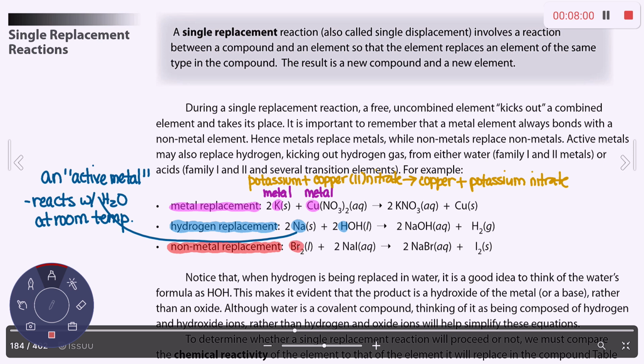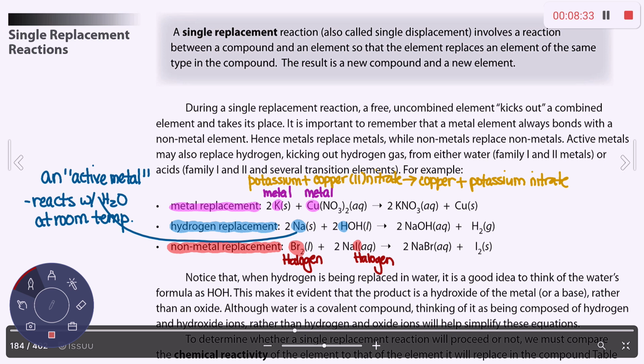For non-metal replacement, the element that is alone will typically be a halogen, which is a non-metal in group 17. That will replace the other halogen that's in the chemical formula. But the halogen that's alone has to be more active than the halogen that's in the chemical formula in order for that to happen. So you would switch the words, you would get sodium bromide, and you would kick out iodine.